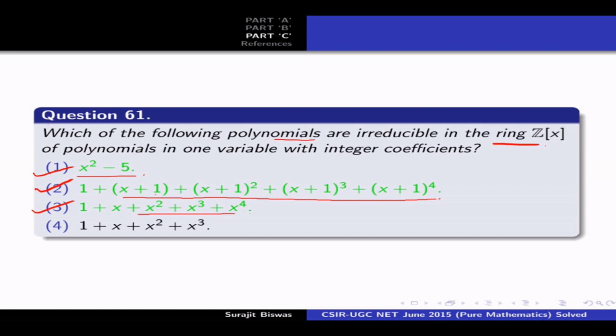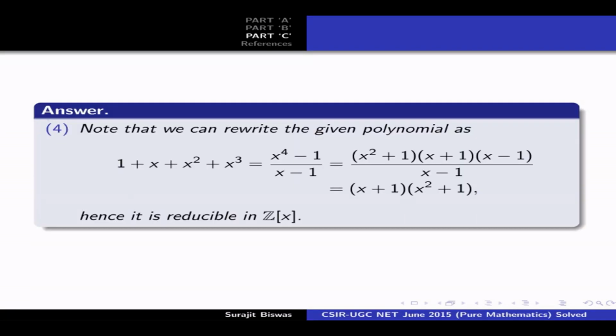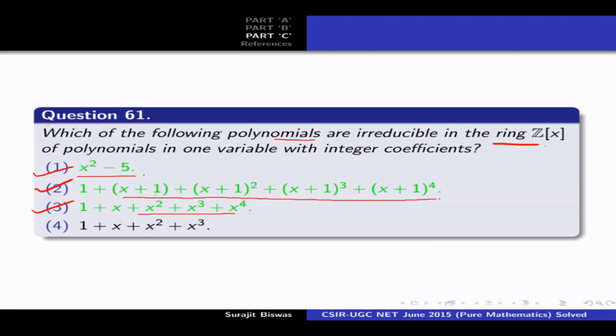For option 4, note that we can rewrite the given polynomial as (x^4 - 1) divided by (x - 1), and x^4 - 1 can be factorized as (x^2 + 1)(x + 1)(x - 1), divided by (x - 1), and this is equal to (x + 1)(x^2 + 1). Of course this is not irreducible, because this is a factorization of the given polynomial. So this is not correct. Okay, next problem.